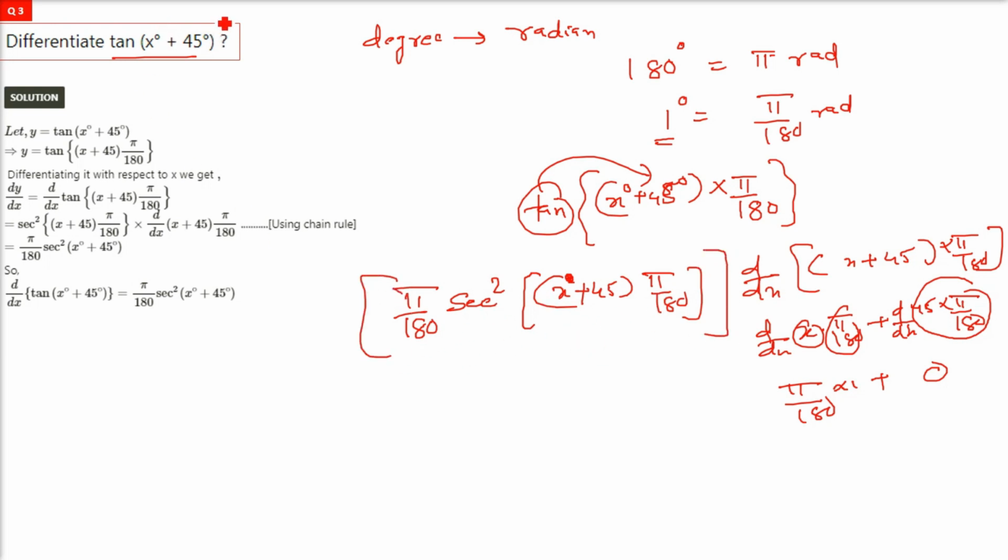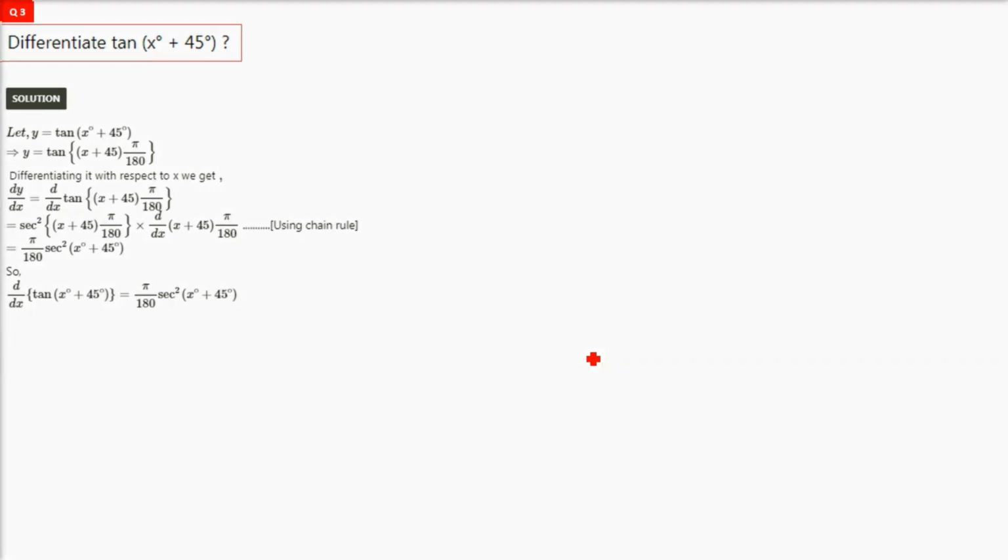So finally the result, because the question is given in degree, you have to convert this into degree. You just don't leave it like pi by 180. You have to write it in degree. So it will be sec square of (x degree plus 45 degree) times pi by 180.